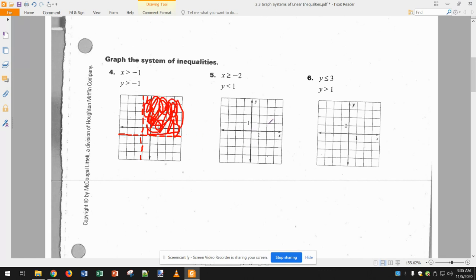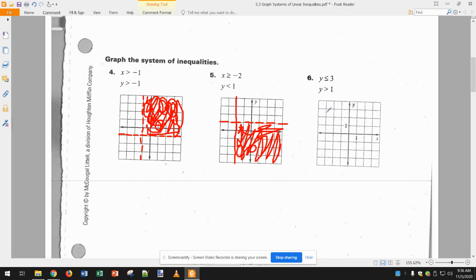Okay. So then the next one, x is greater than negative 2, greater than or equal to. So now my line should be a solid line. I'm going to shade all the way to the right of it. But I'm going to wait until I get the other line on there. Y is less than positive 1. So less than the horizontal line, and to the right of the vertical line would be all of this. Okay, number 6.